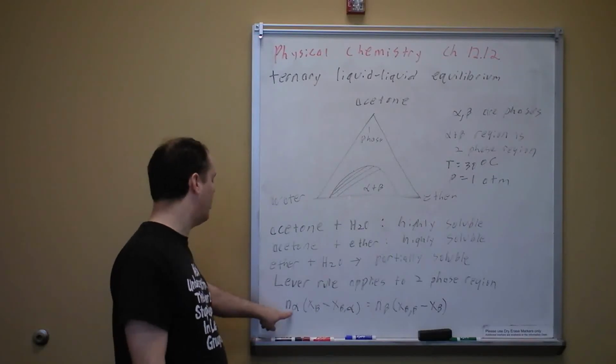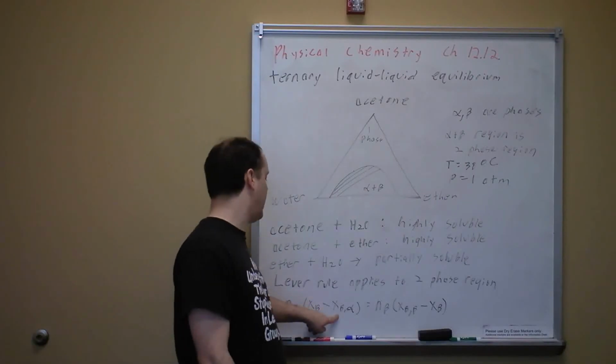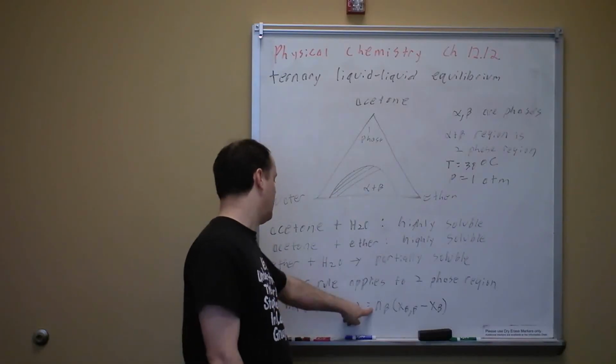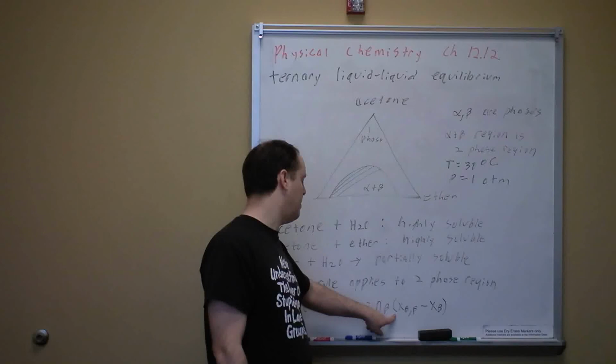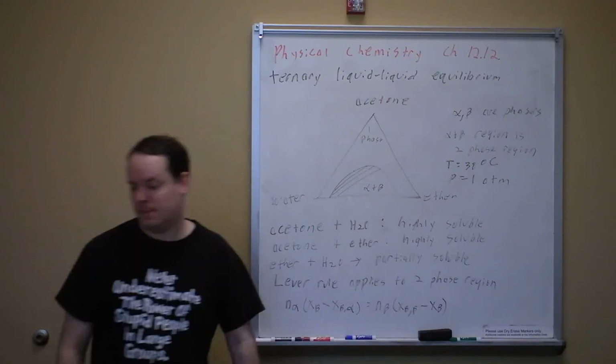You just have to use the number of moles in phase alpha times the mole fraction of B minus the mole fraction of B in alpha equals the number of moles in beta times the mole fraction of B in beta minus the total mole fraction of B.